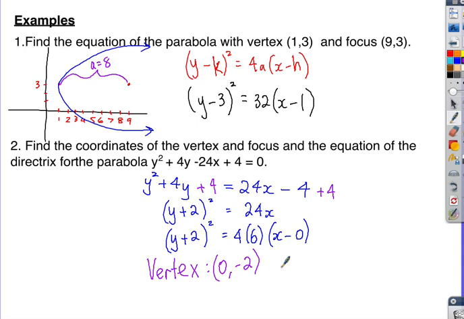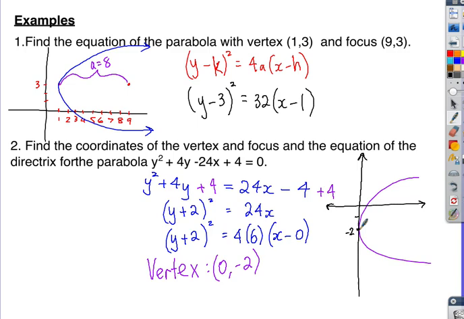Alright, is this concave up, down, left, or right? Right. Because it's y squared, it's left or right, and because it's positive here, it's right. So it's concave right. The vertex is 0, negative 2, so on the axis there, that's negative 2. You have to draw it. So there's the vertex at 0, negative 2.